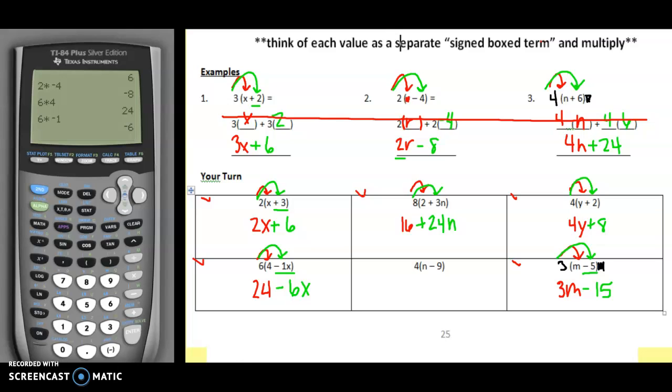Okay, bottom one in the middle, 4 times n, 4n. 4 times a negative 9. That's one of those ones, very important that we take that sign with it. 4 times negative 9 is a negative 36. Again, it acts like subtraction when we have it buddied up with that first term.